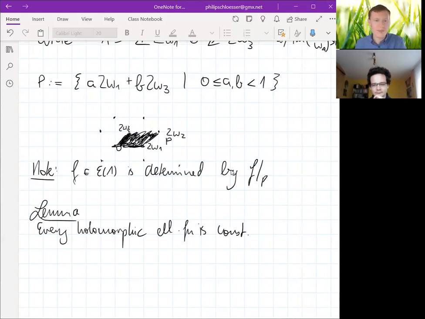Why is that? Well, holomorphic means it doesn't have any poles. So it is defined as a continuous function on the compact set, the closure of P. So it is bounded on that set, but since it is determined by the values it takes on P, it is bounded on the closure of P, so it is bounded everywhere. So then we have a holomorphic function on C that is bounded. So by Liouville, it is constant.